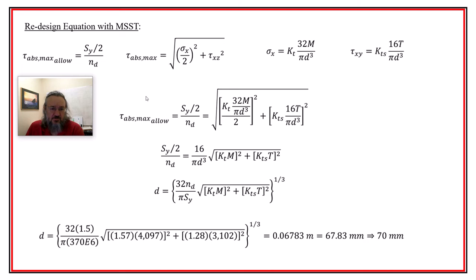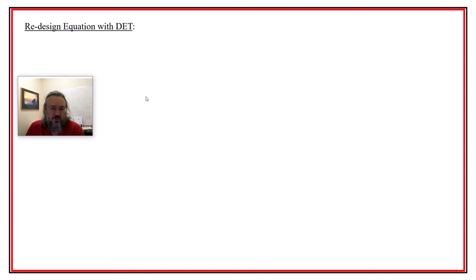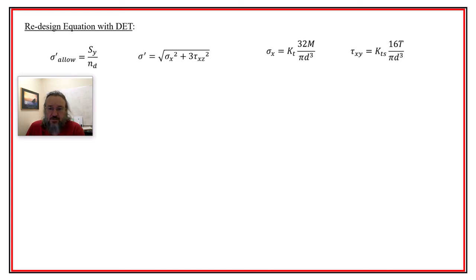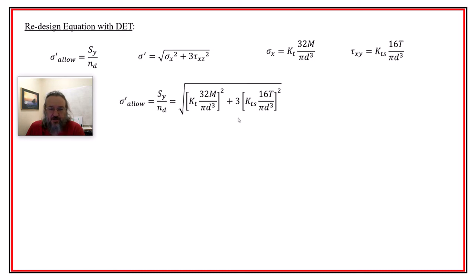We could do it as well with distortion energy theory, right? So we just use these equations instead. We just change the allowable and go for the von Mises and plug them in there. Now, a little bit of a different thing happens. We didn't have that divided by 2. So in order to get that 32 and the 16 in common, we pull a 16 out and we put a 4 right here.